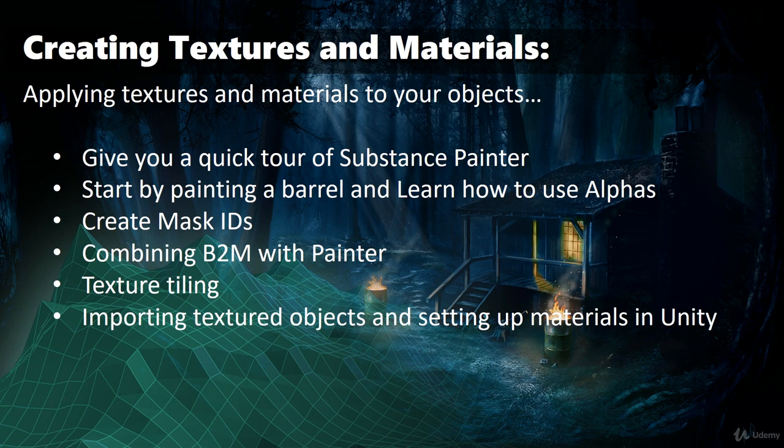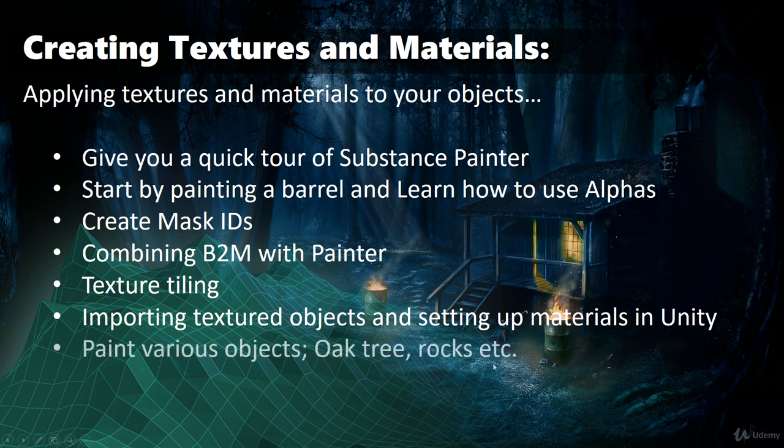and we're going to import a lot of our textured objects. Once we've textured them and painted them up, we're going to bring the textures into Unity, set up the materials and apply them to our objects. We're obviously going to cover various types of objects. We're going to do an axe, and we're going to do the oak trees, and we're going to do rocks, and lots of bits and pieces.